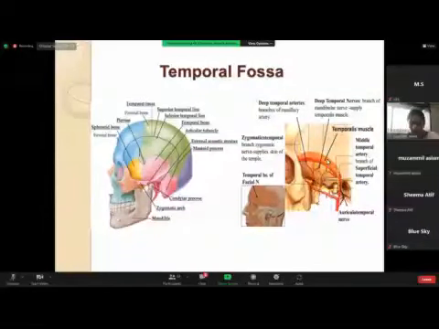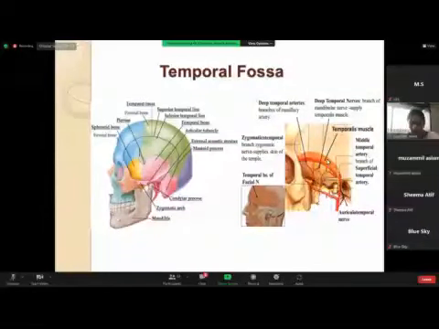This is the zygomatic arch. Above this arch is the temporal fossa. Below is the infratemporal fossa. And medial to this infratemporal fossa is the pterygopalatine fossa. Anteriorly, it is bounded by the maxilla. Medially, we have the lateral pterygoid plate. Laterally, we have the infratemporal fossa. So these are the boundaries of this fossa.